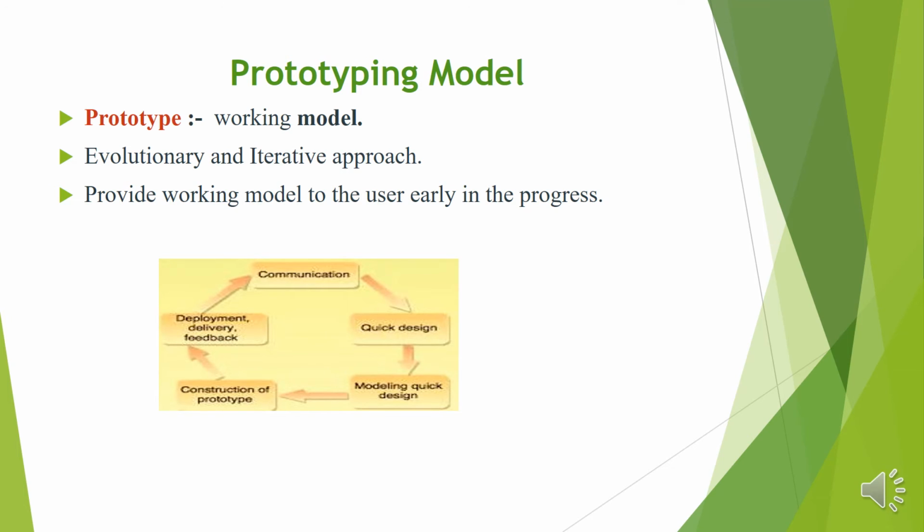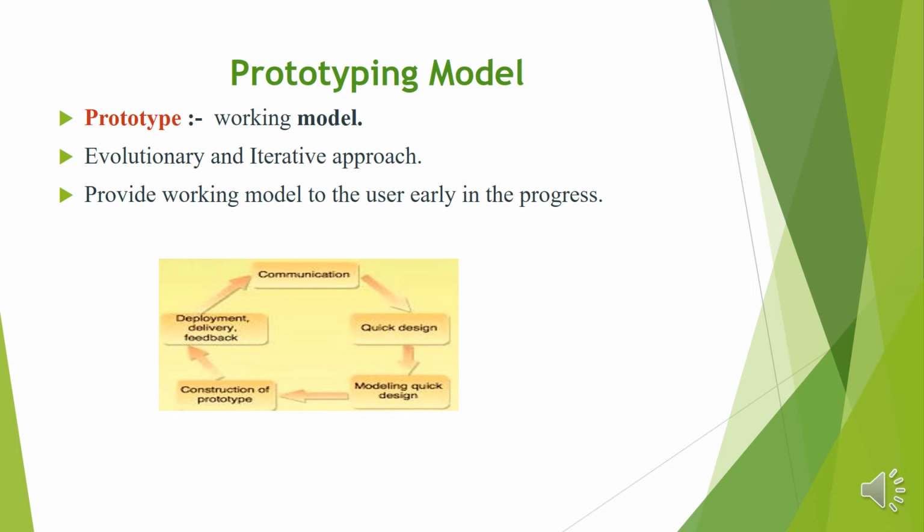Then the next evolutionary process model is the prototyping model. Before moving to its structure, we must know what exactly a prototype is. It's one kind of working model. So basically its approach is again evolutionary and iterative. This model provides a working model to the user early in the progress. It's a very important feature which is provided by this prototyping model.